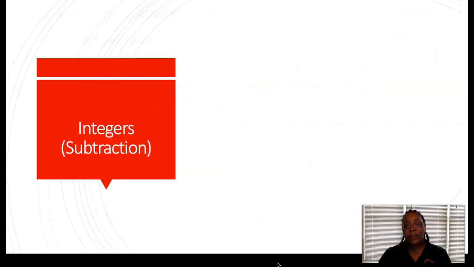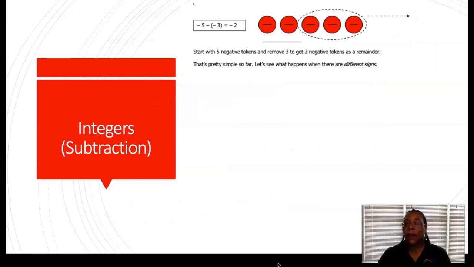So integers with subtraction can be a little difficult, but this one right here is very simple. If we start with -5, we have -5 tokens, and the problem tells me I need to subtract -3. Well, I can do that because I have them there. So once I do that, what's left is -2.